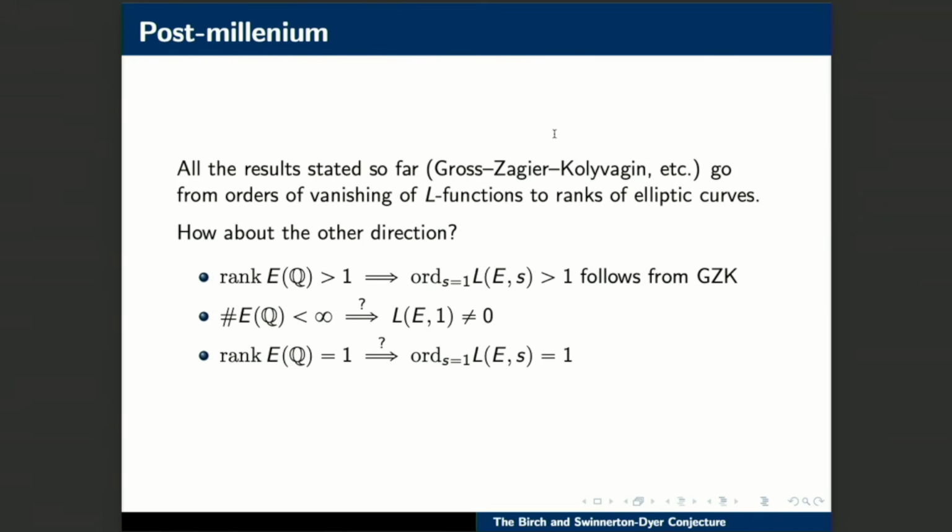So in particular, if the elliptic curve only has finitely many points, then we expect the L function to not vanish. Can we prove that? If the rank of the elliptic curve is 1, we expect the order of vanishing to be equal to 1. Can we prove that? And unfortunately, the answer seems to be no, but we can come close enough to show that happens for most curves.